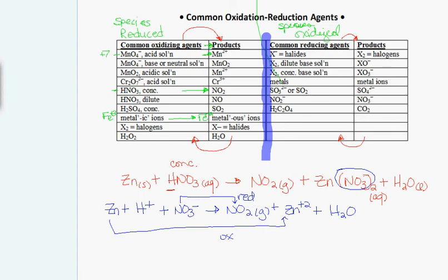In addition, you can find this series up above. So if you look at your nitric acid right here, turning into the nitrogen dioxide, and then also you can see the metal, that would be our zinc, turning into the metal ion, the zinc plus 2.